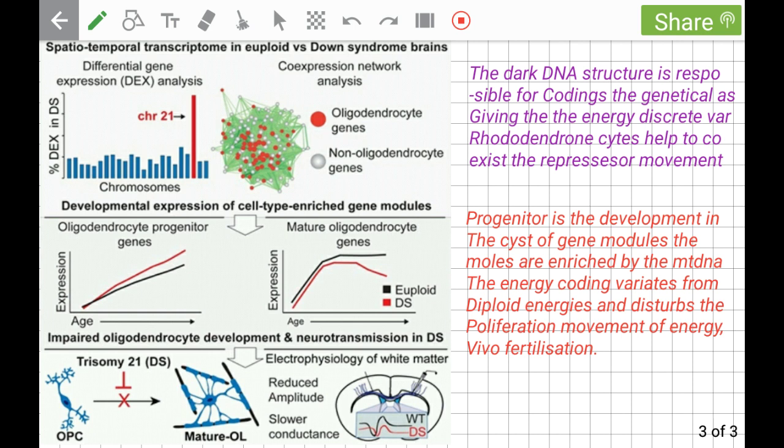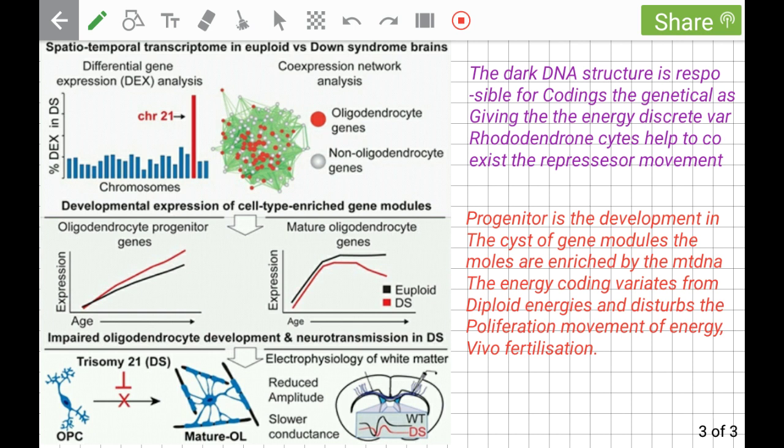The DEX in DS and the aging factors which yield it. The aging factors which yield the sisters is the formation of genes. The genes give the instructions to the cells that reprocess the proteins and change into the loss of antioxidants or in the loss of oxidative energies. So the proliferative is the development in the system of gene modules. The moles are enriched by the mtDNA. The mitochondrial DNA is responsible for all the cystic gene expressions.